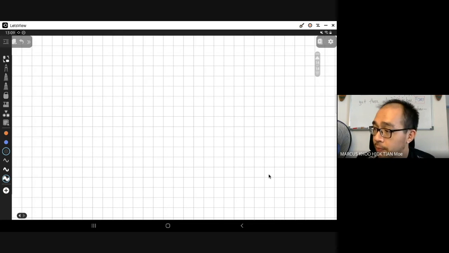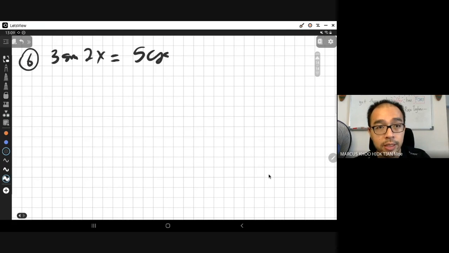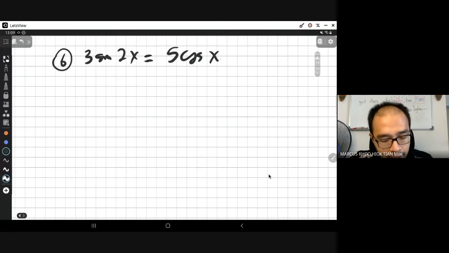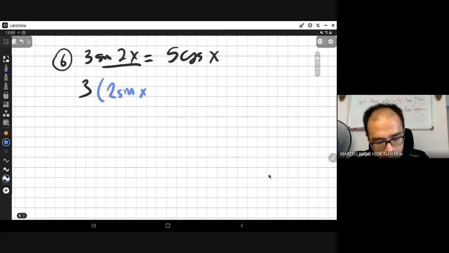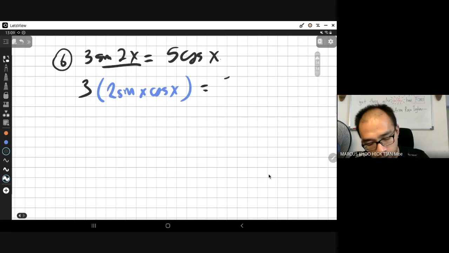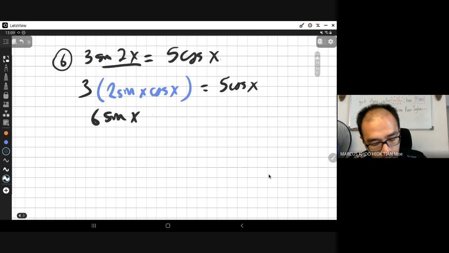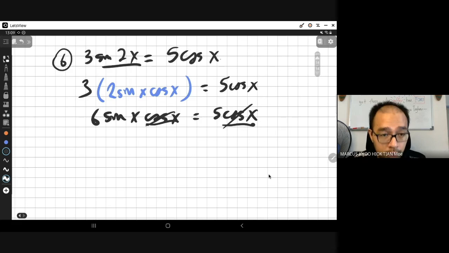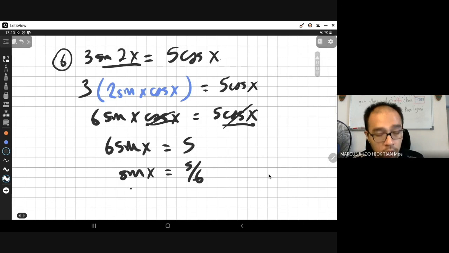The last question in this set is 3 sine 2x equals 5 cos x. This one uses the double angle. Sine 2x, please, somebody. 2 sin x cos x. Equals 5 cos x. So this will give us 6 sine x cos x equals 5 cos x. And you kind of know where this is going now. Dua-dua ada cos x bahkan, so you can potong. So you get 6 sine x equals 5. Sine x equals 5 over 6. And you can go on and carry on already.